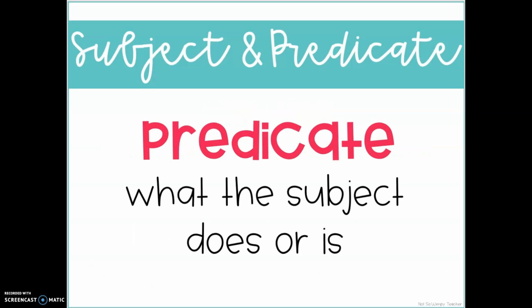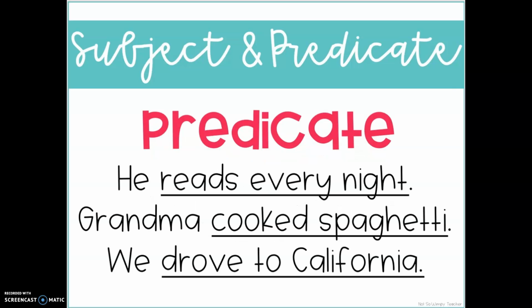We're going to focus more this week on the predicate of the sentence. The predicate of the sentence tells what the subject does or what the subject is. For example, he reads every night. The action word, the verb, is reads. So the verb and everything behind it is the predicate. He reads every night. Reads every night is the predicate because that's what he does.